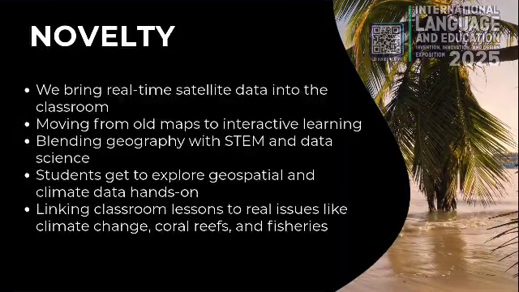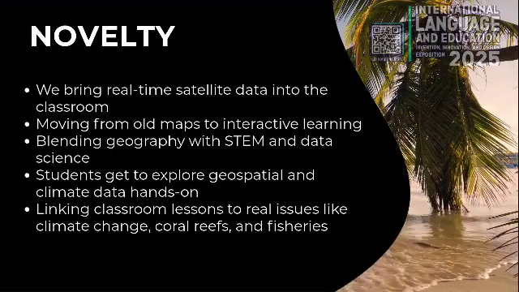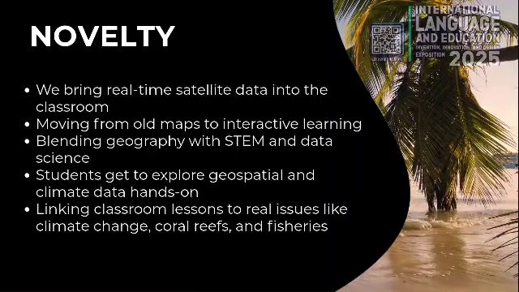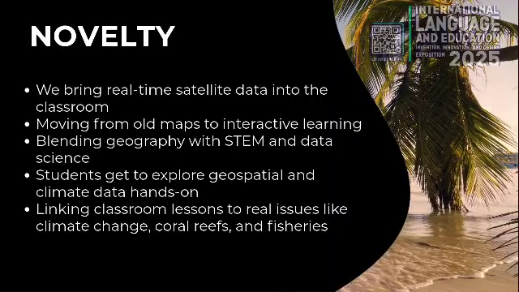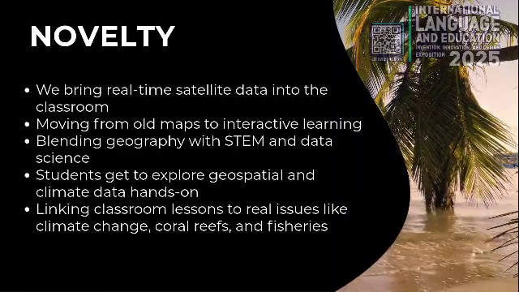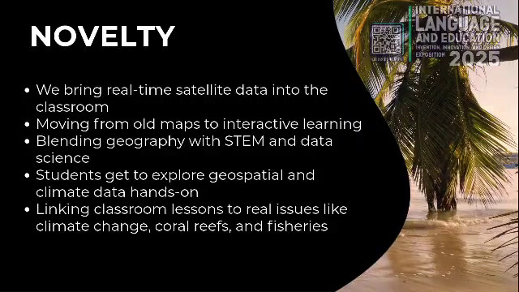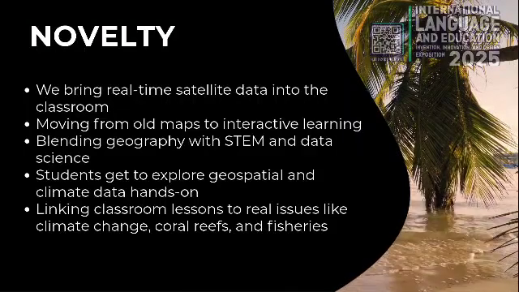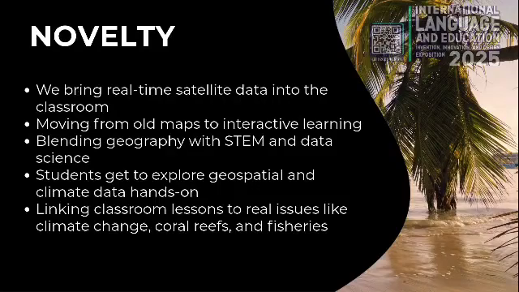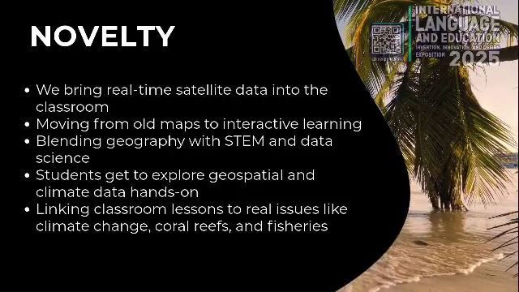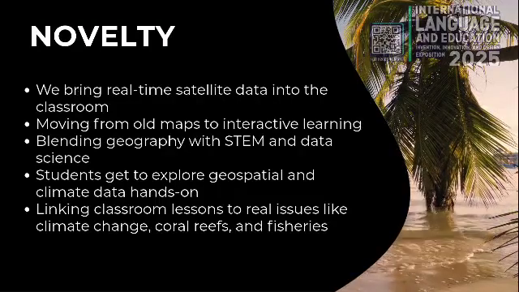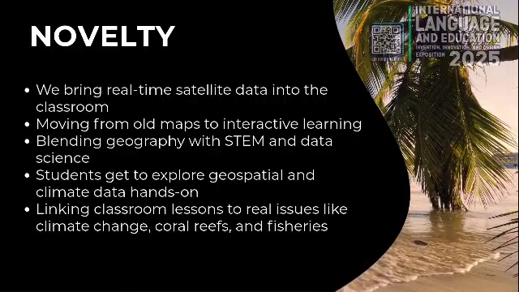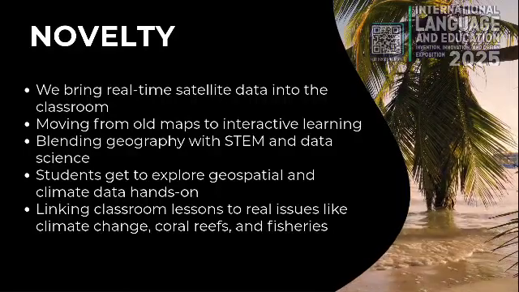The novelty of our proposal lies in the integration of real-time satellite data into secondary school geography lessons. Traditionally, geography is taught using textbooks and static maps. However, with the introduction of NASA Giovanni datasets, we shift towards inquiry-driven and data-oriented education. This approach combines STEM and data science, encouraging students to engage in geospatial analysis, climate science, and information technology. It also links classroom knowledge to societal challenges such as climate change, coral reef health, and sustainable fisheries, topics that are rarely connected directly to school-level geography. This innovation therefore transforms geography from memorization into exploration and discovery.